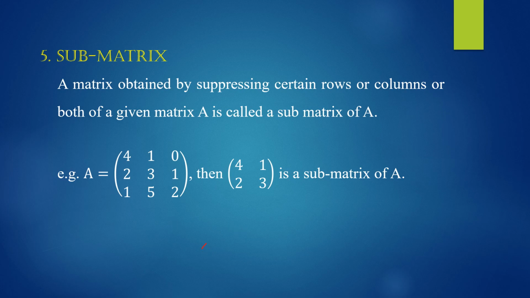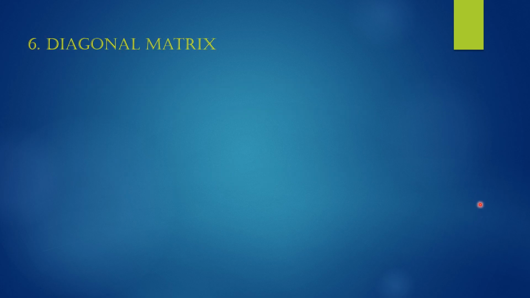Okay, so now we come to the next part of the chapter. Next part means the definition number 6. You see the definition. So number 6 is diagonal matrix. What is a diagonal matrix? So before defining the diagonal matrix, first you have to know which elements are known as diagonal elements. Before defining diagonal matrix, you need to know diagonal elements. So first of all, let me define diagonal elements of a matrix. Which elements are called diagonal elements? I am going to write that one.